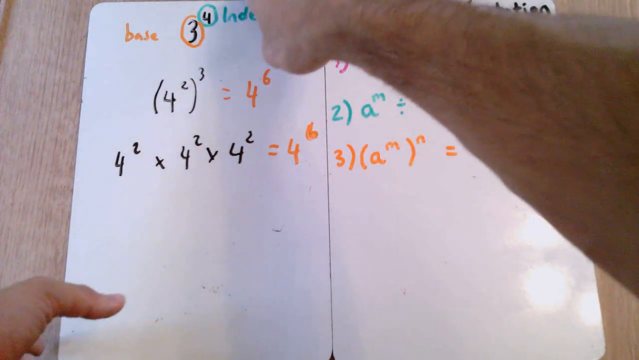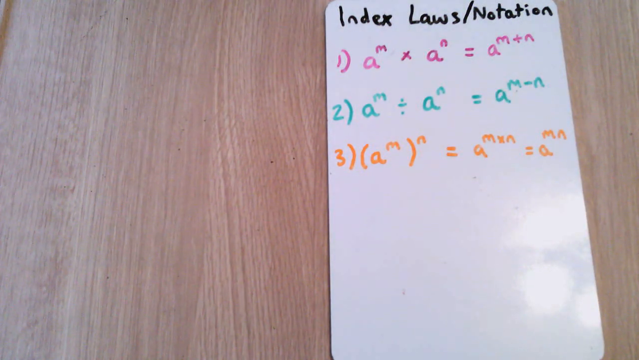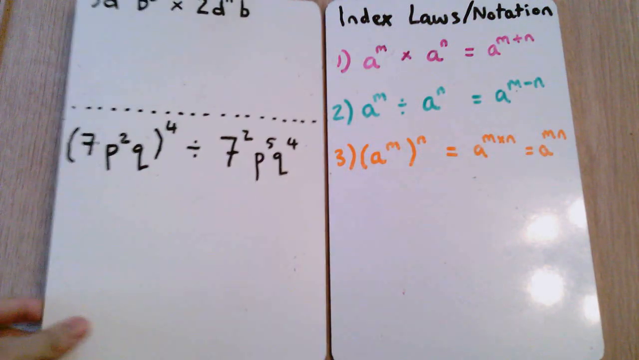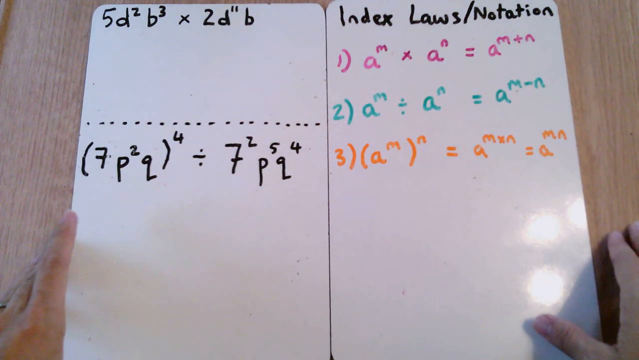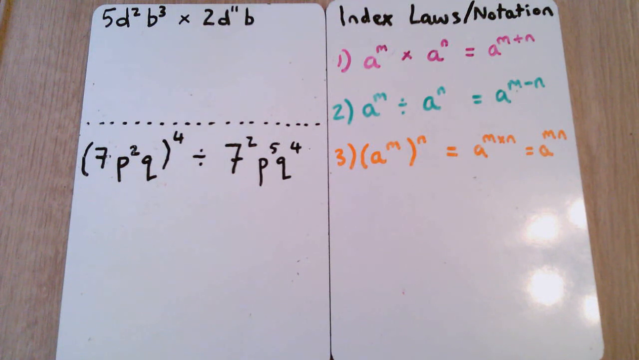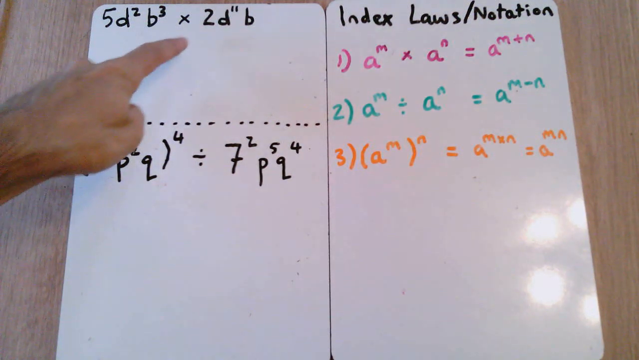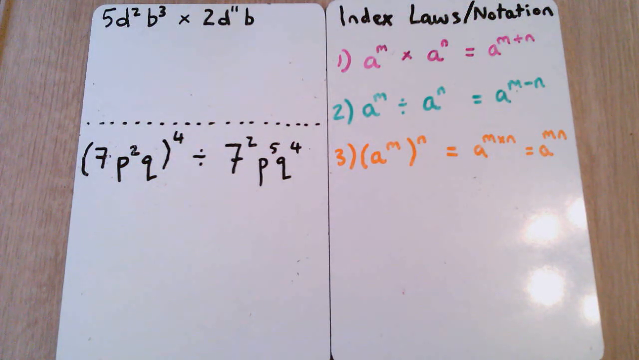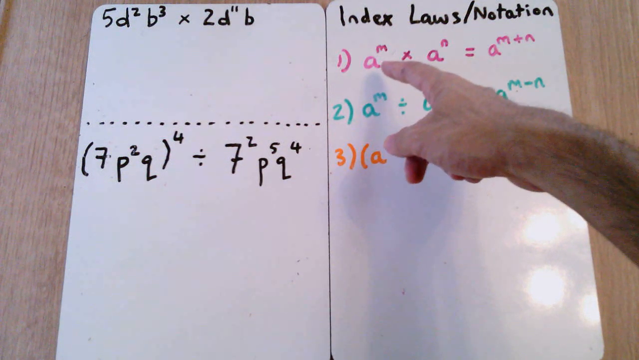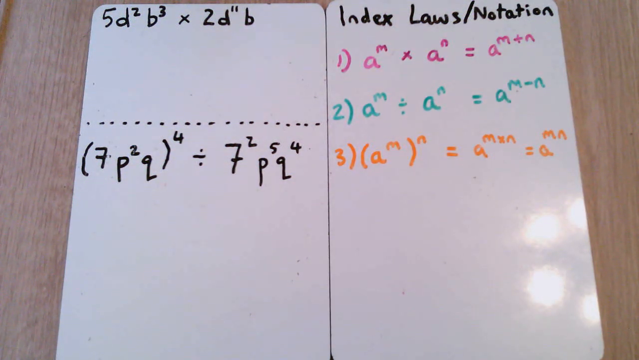So I'm going to turn this over and look at our 2 examples, which we have over here. What we can see here is at the top, 5d squared b cubed, times 2d to the power of 11 b. Now, the first thing to notice here is there are different things going on. We've got numbers which don't have the same base. We've got the letter D, and we've got the letter B. And when we deal with index laws, we've already seen that only values with the same base can be used for these index laws. So we're going to look at each letter here separately.